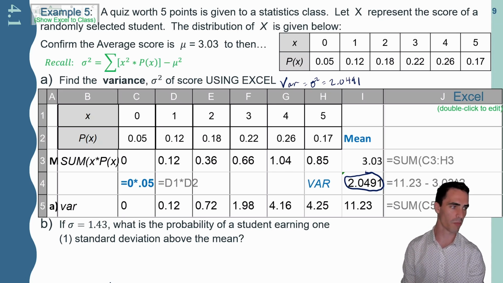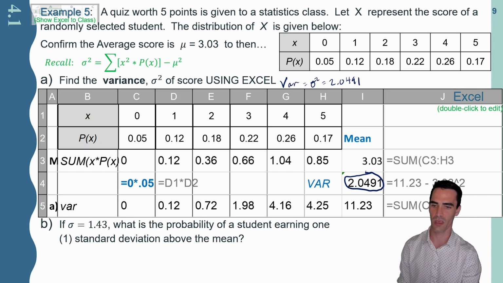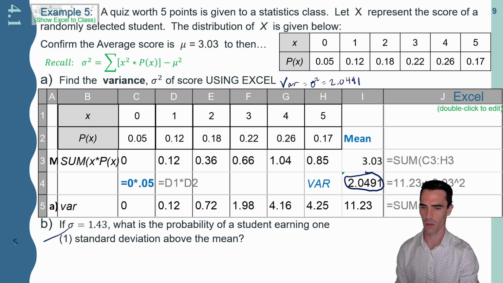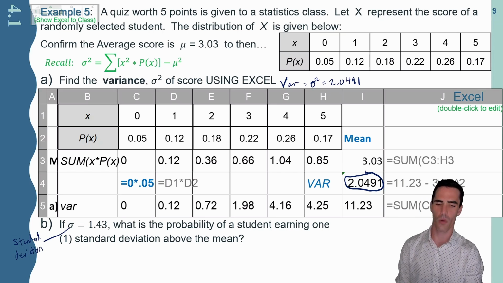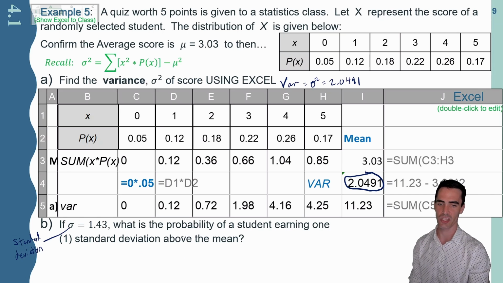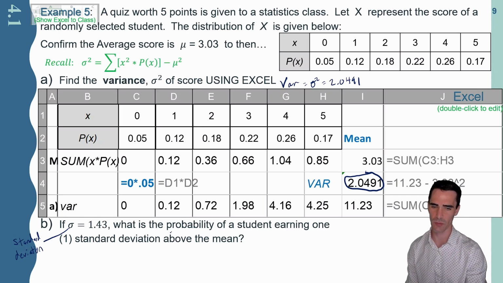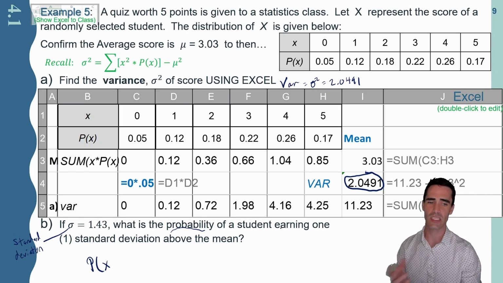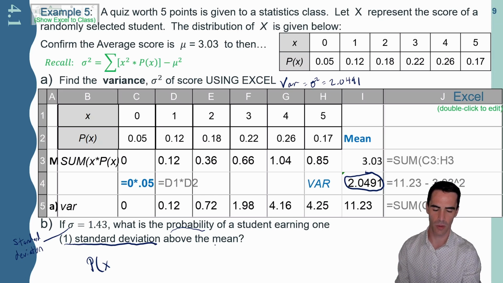Another thing we can do is we can look at probability. Let me look at an example. If the standard deviation is equal to 1.43, what is the probability of a student earning one standard deviation above the mean? Okay, so they're saying something about probability, meaning I'll need something to do with probability that X. Let's see if we can understand what they mean when they say one standard deviation above the mean. These things have meanings. Let's talk about them. So one standard deviation, I can write that. That's 1 times a standard deviation, or sigma.